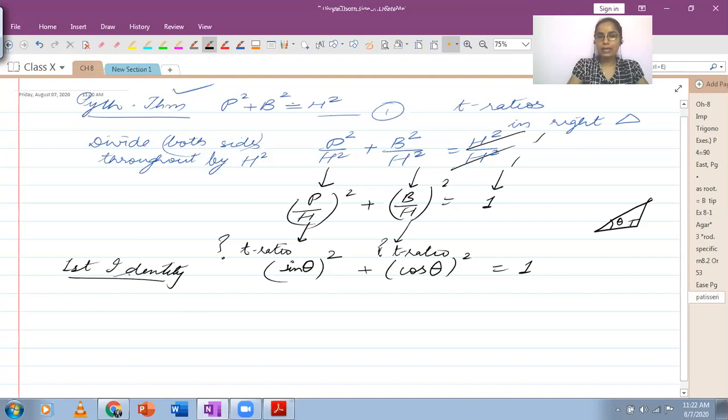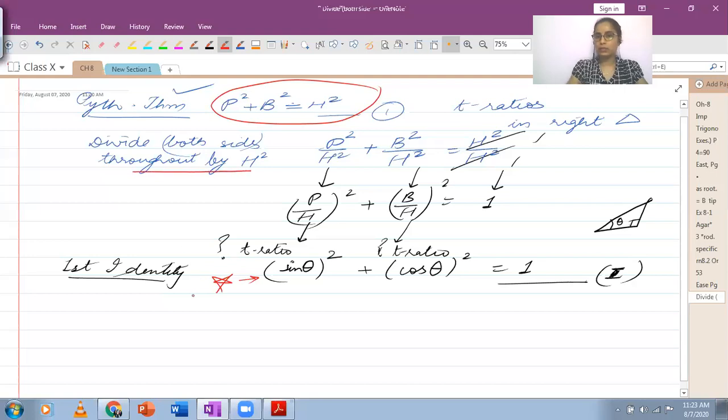Now for the second identity, I can modify this right here, the one I have obtained here. Let's name it as 1. This is Roman 1 I have used. So you can either modify this relation, equation number 1, or you can use this again. मैंने पहले किससे divide किया था? H square से. Now you can choose to divide by p square. Divide equation number 1 throughout by p square.